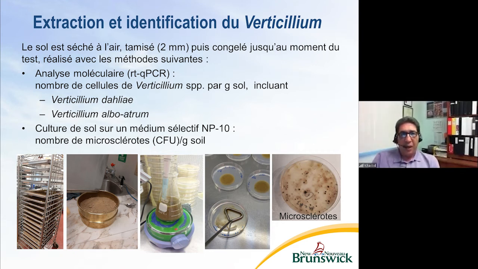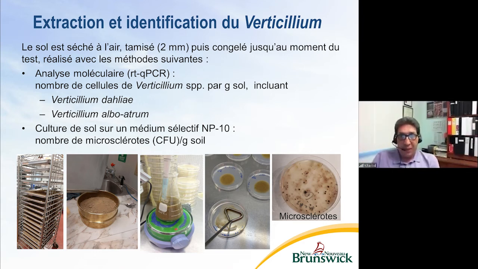For Verticillium extraction and identification, the soil has to be dry. So we air dry the soil, as you see in the picture on the bottom far left. We put the soil on trays, air dry it, and then sieve it, as you see in the picture next to it, in a 2 millimeter diameter sieve, and then we freeze it. That way we can test it anytime if we don't have time to test it immediately.